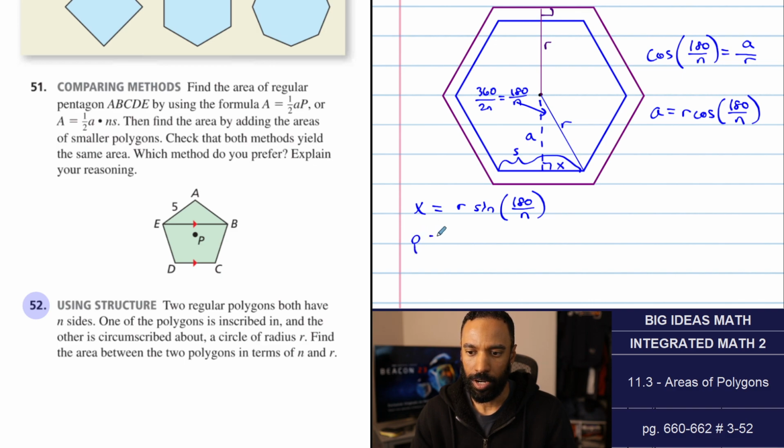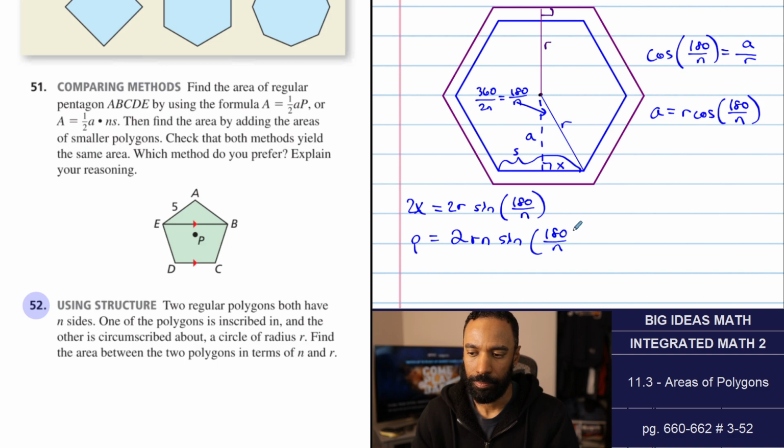So the perimeter is twice the x's. Hold on a second. I can't really use x in this, right? Oh, twice the r. 2x is 2 of the r's. So perimeter is 2 r times n. I don't really know where else to put it. Times sine of 180 over n.